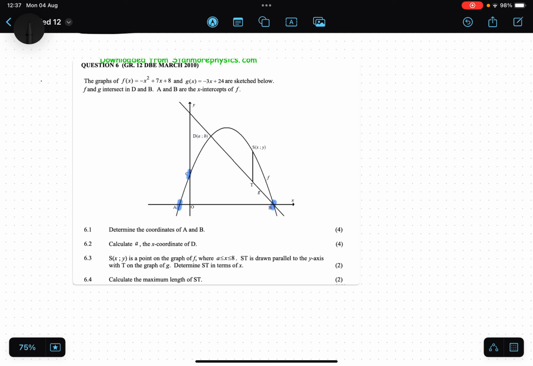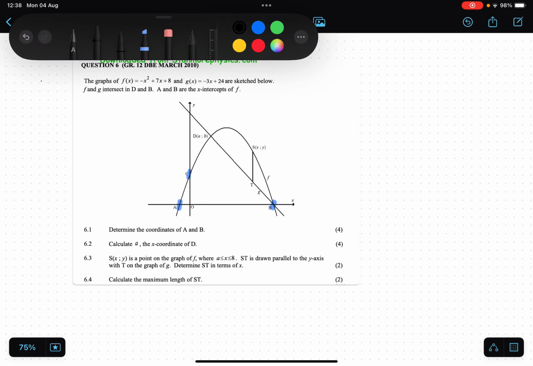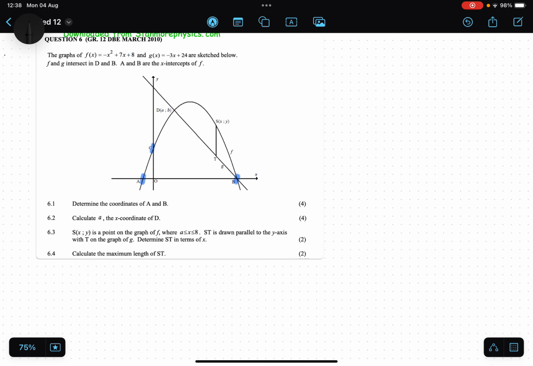You can see there that the parabola is intersecting with x, which we call the intercepts, okay, x-intercepts. So in order to solve for the x-intercepts, we must always let y equal 0 of the equation that is given. So we take our equation, f of x equals minus x squared plus 7x plus 8. Basically you're setting this f of x to 0.